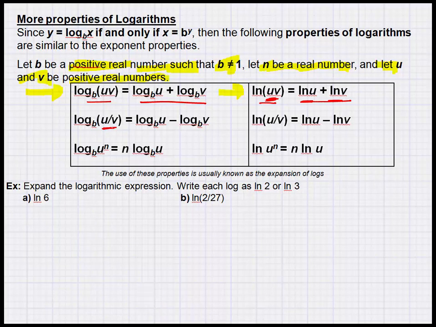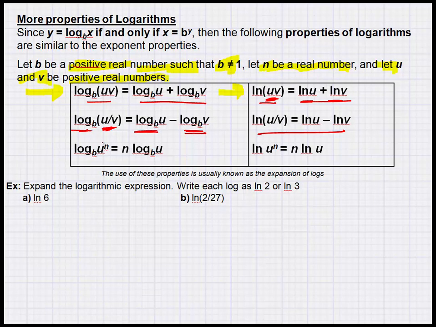Here I have a division inside my logarithm. So if I'm taking the log of division, and this is inside the logarithm, that can turn into the subtraction of logarithms. And I do the log of u minus the log of v. Same thing goes with natural logs.